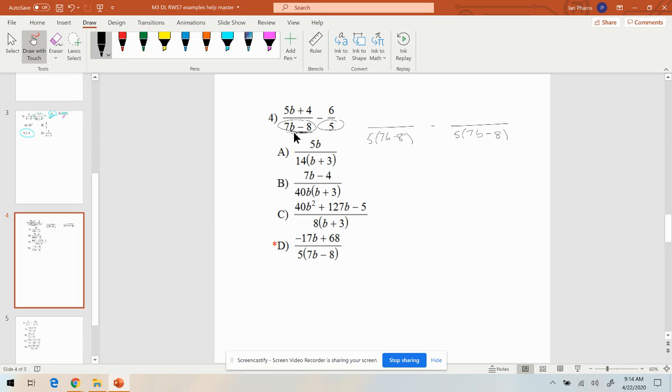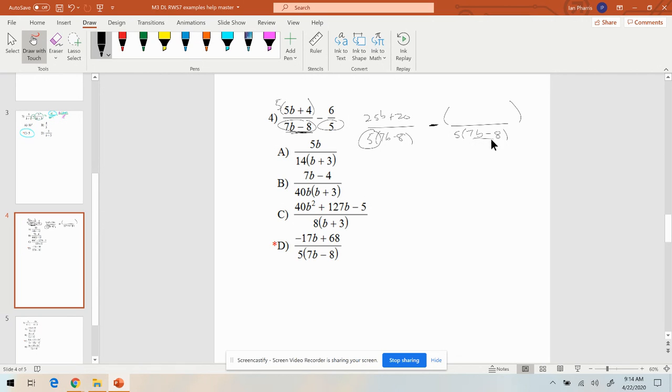Look at my first expression. Which piece is missing? Well, the 5 is missing, so I'm going to multiply 5 right here times each of those and distribute. So it's going to be 25b plus 20. And you're going to subtract. So let's remember to put this in parentheses.